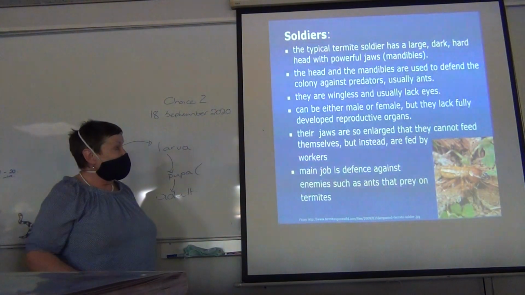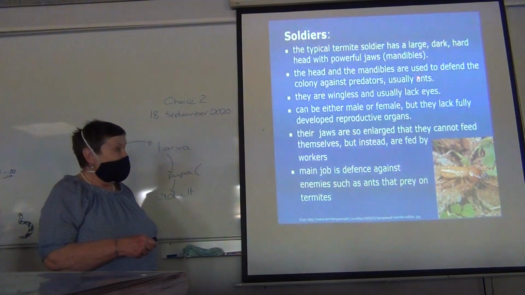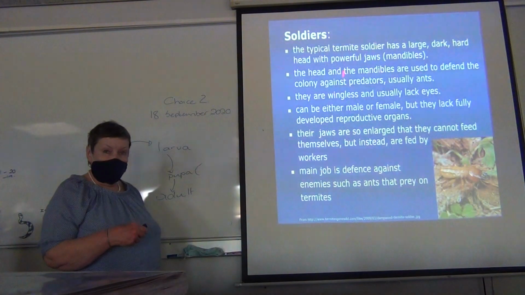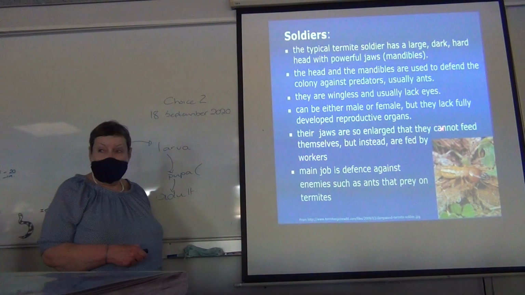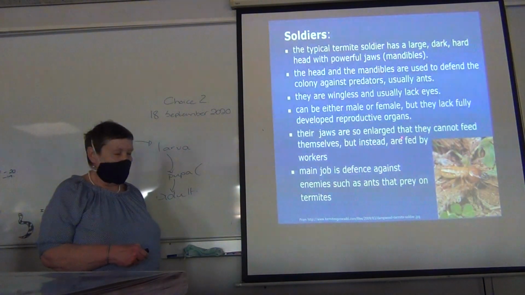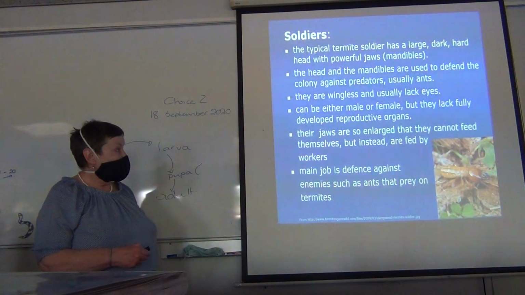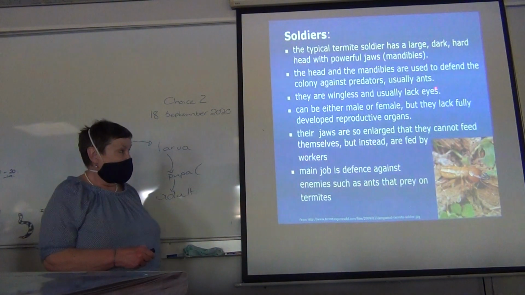The head and the mandibles are used to defend the colony against predators, and their main predators are actually ants. And this is quite interesting because you guys probably know these things as white ants or flying ants. They're not ants, they're termites. And ants are actually their enemy. So, soldiers: wingless, usually lack eyes.